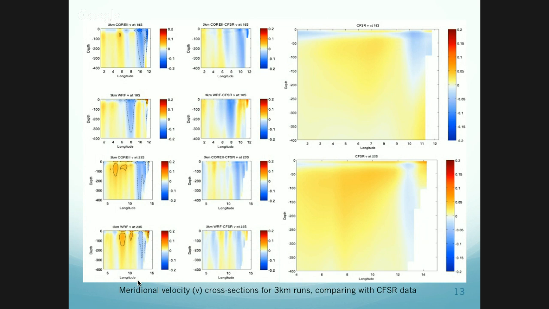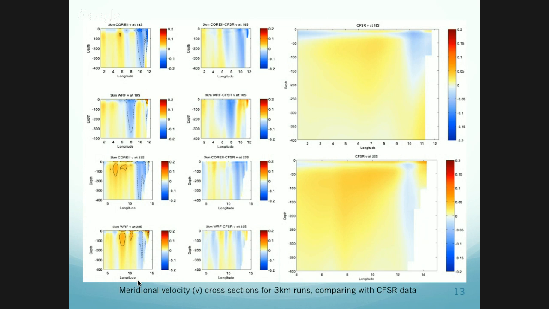So generally, the WRF forcing has a better simulation if we consider the CFSR as true. WRF forcing has a better simulation than CORE2 in the case of this Mariana velocity. But here at 18 degrees south, I noticed that there is a countercurrent from north here at 8 degrees. It's very confusing.